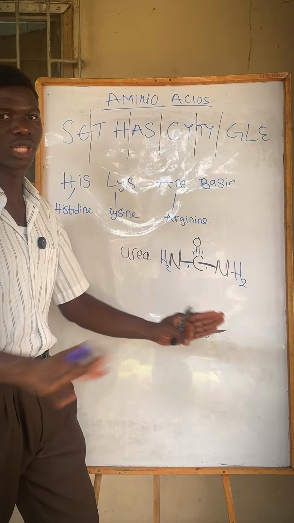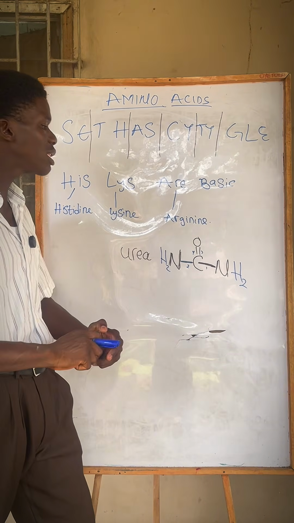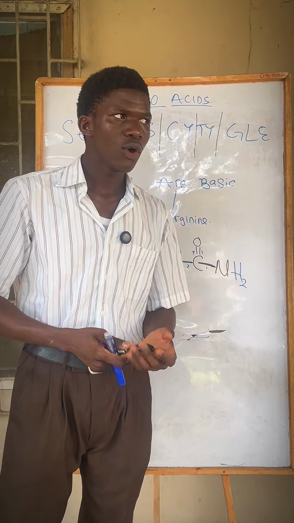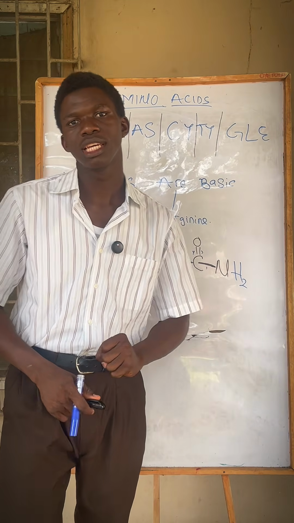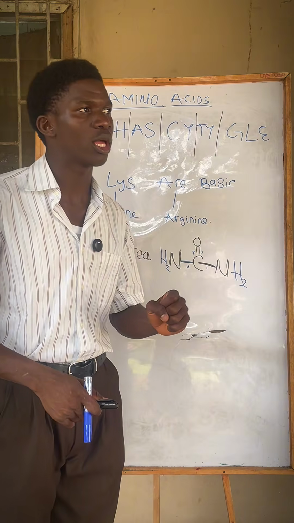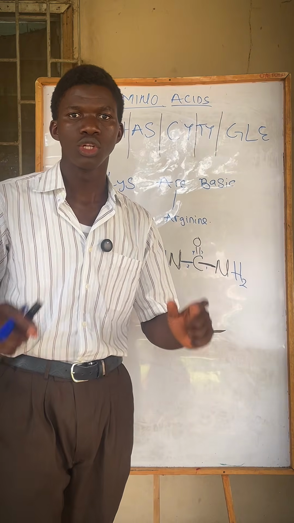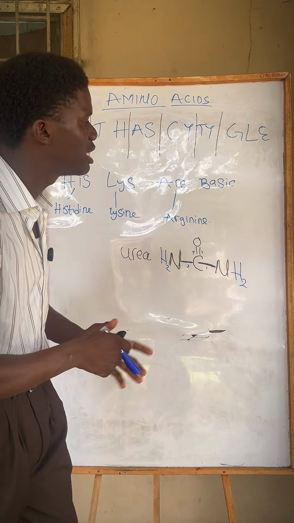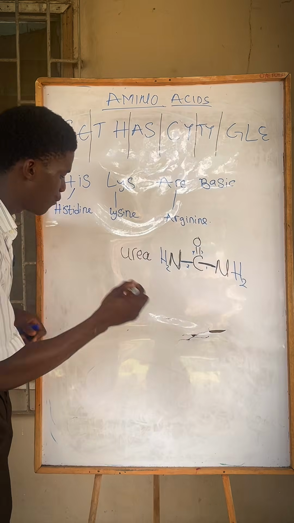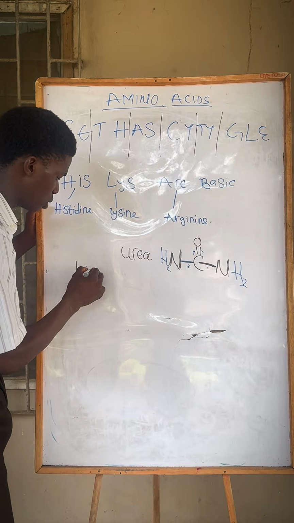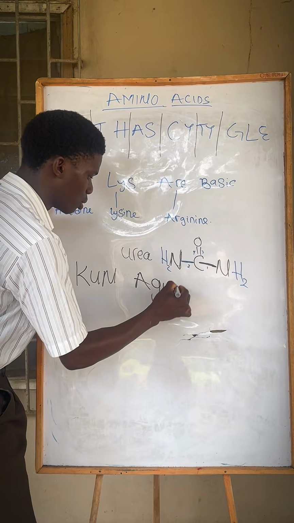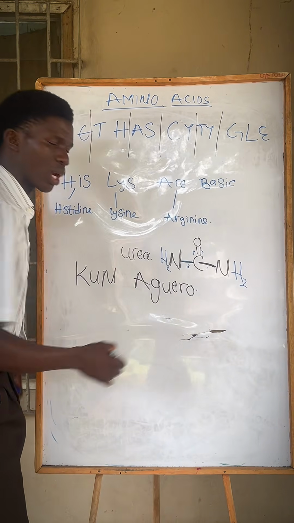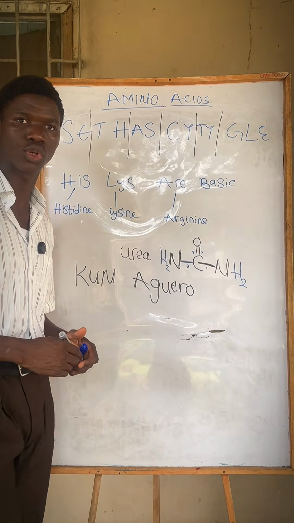With this, you will know how to draw the structure of your arginine without stress. Now the next thing is that for us to draw the structure, you need to understand a small thing again. If you are a football lover, you don't have any problem. You just need to remember this name, Kun Aguero, a very popular player. So this is what we are going to use to draw the structure of our arginine.